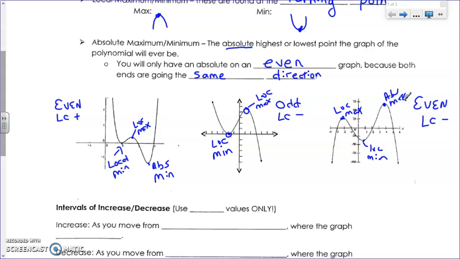Okay, any questions about local versus absolute? Is the local the same as relative? Yes. Does that make sense? Okay.